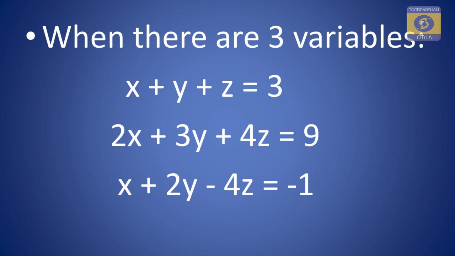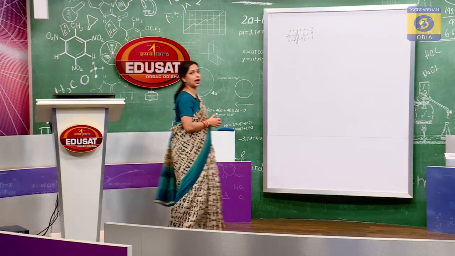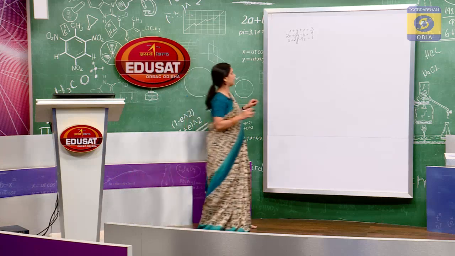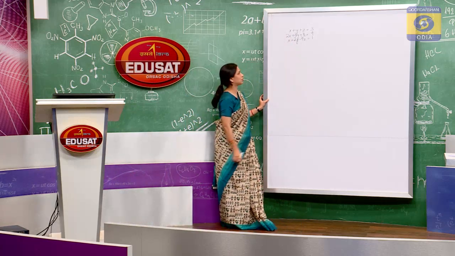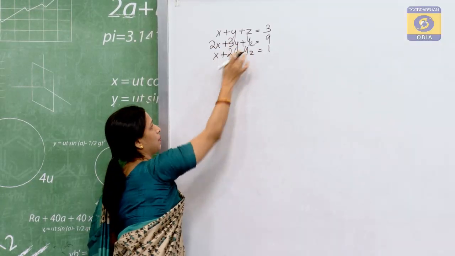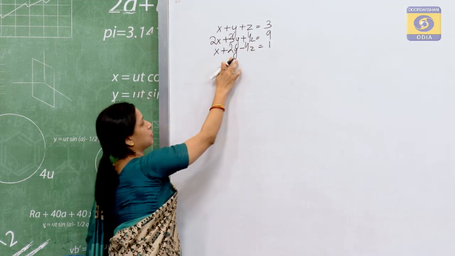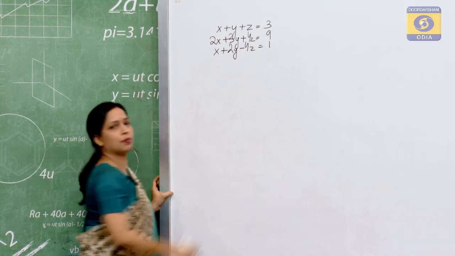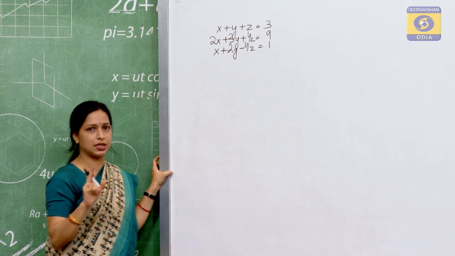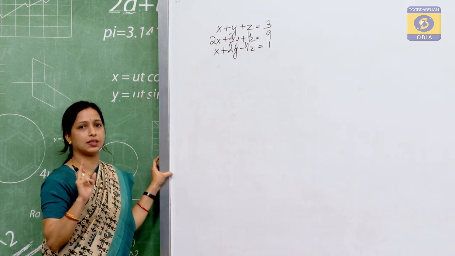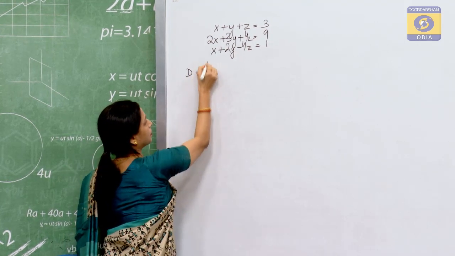Now, let us take an example. When there are 3 variables, that means there are 3 linear equations, right. So, here is the question: x plus y plus z equals 3, 2x plus 3y plus 4z equals 9 and x plus 2y minus 4z equals 1, right. Now, what is the first step? The first step is we have to make the determinant of the coefficients.